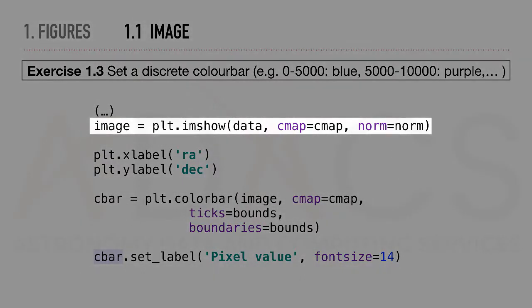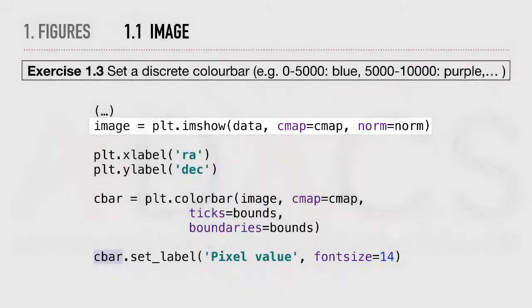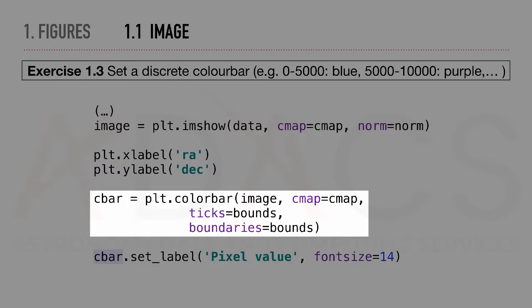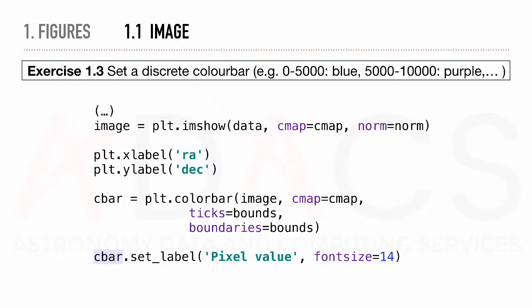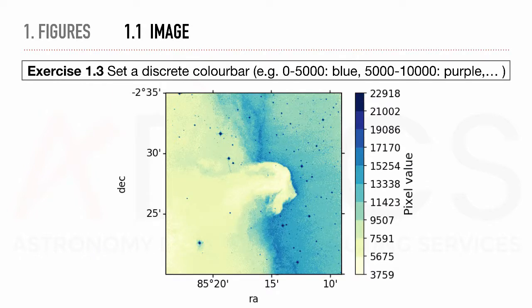We can now plot the data while specifying the extra parameters cmap for the color map and norm, our color map index. Finally, we will also pass extra parameters to the color bar to specify the ticks values and boundaries. And here is the result with our discrete color bar.